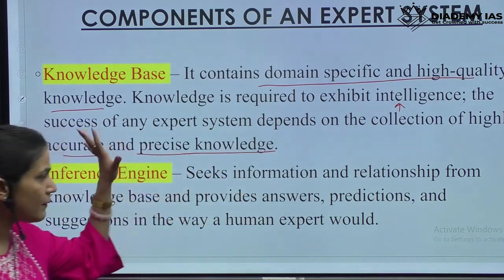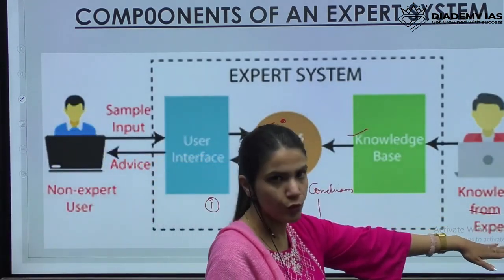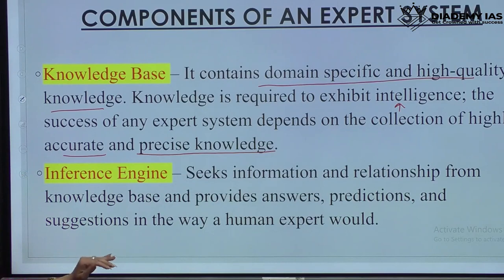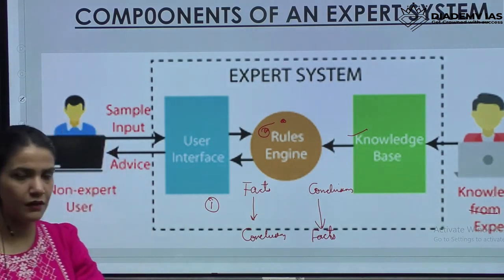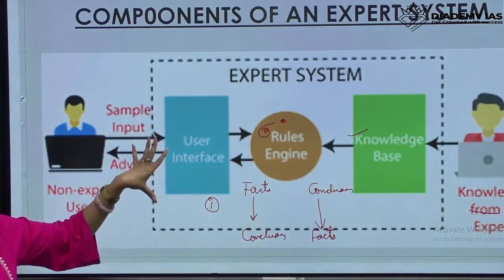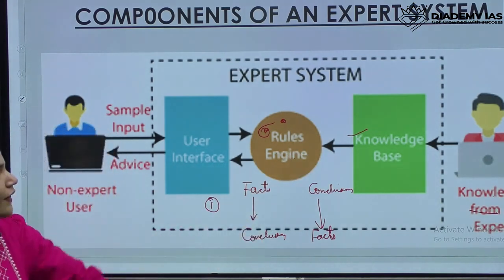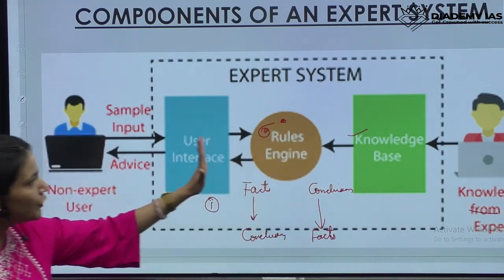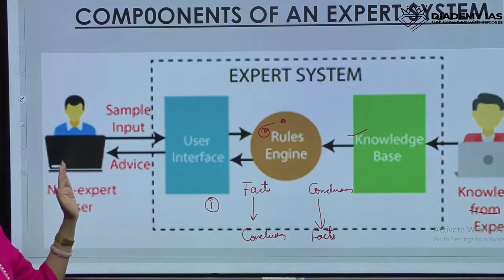So domain knowledge comes from the knowledge base. And from where did we get the knowledge base? Definitely from the expert who has provided us this pool of knowledge. Now, then we have the inference engine, which is also called the rules engine. Here the conditioning on the facts is made. You cannot just take the entire knowledge base and give it to the user. We cannot do that, right? So we are going to use the rules engine, and then go to the user interface, and subsequently this filtered result is received by the non-expert user.